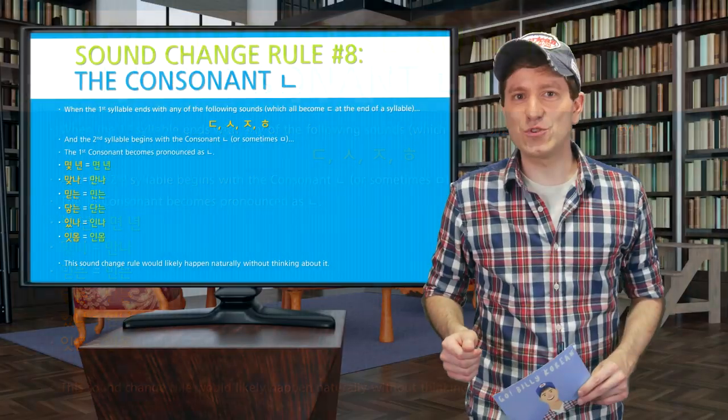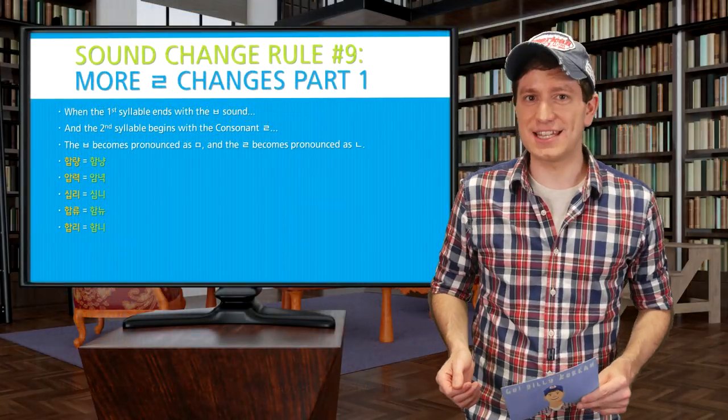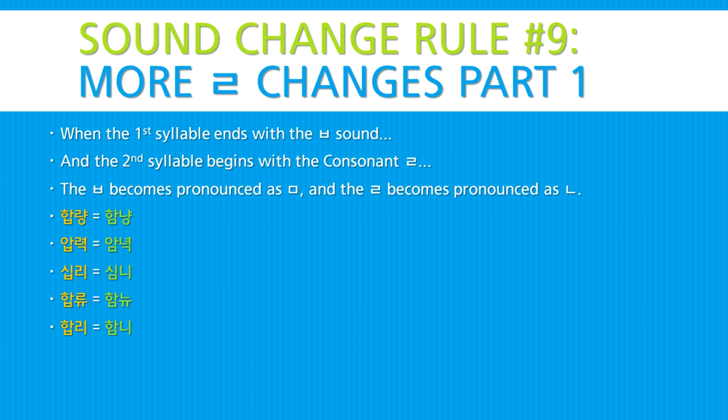The next sound change rule we have also is using this letter, 릴. When the first syllable ends with the ㄷ sound, and the second syllable begins with this consonant, 릴, the ㄷ will become pronounced as a 미음, and the 릴 will become pronounced as 니은. Here are some examples of that.